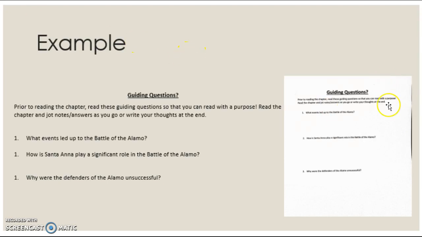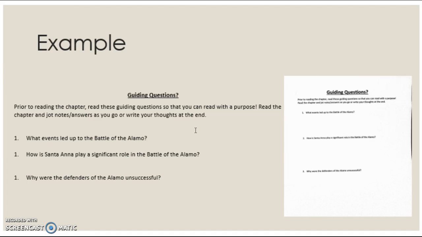Here's an example. Now, this could be in a worksheet and it could be provided to the students, or this can be posted up on a board for the students while they go over a chapter. I have here, prior to reading the chapter, read these guiding questions so that you can read with the purpose. Read the chapter and jot notes or answers as you go, or write your thoughts at the end.